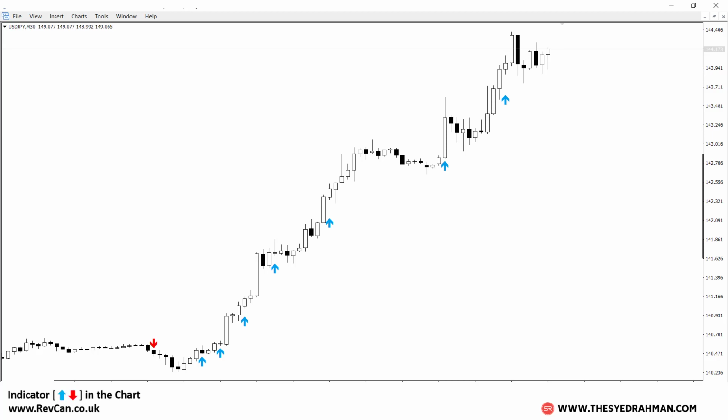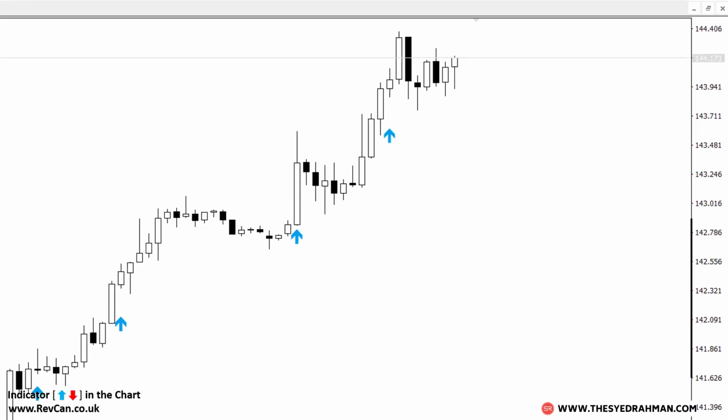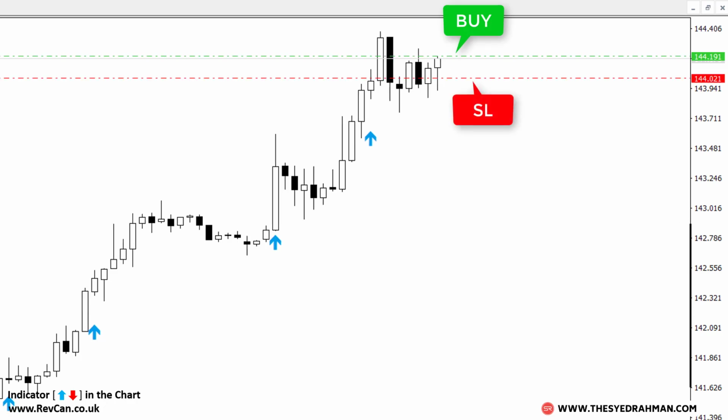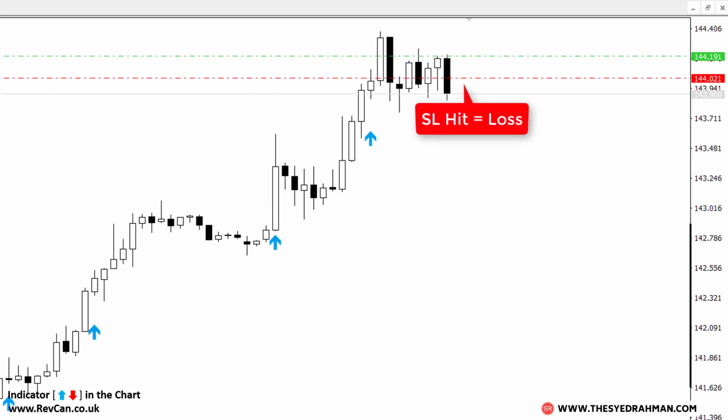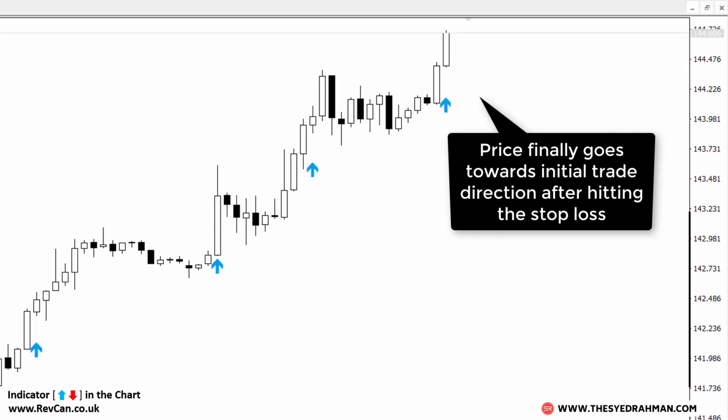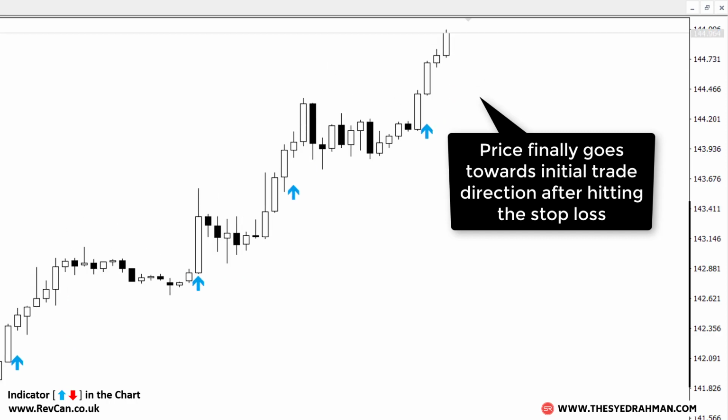Hello trader, does this look familiar? Most of the time, when you open a buy trade and set your stop loss and take profit targets, after some time the price starts to go down, hits the stop loss, and then starts to move up towards your initial trade direction, which could have made you a profit instead of taking the loss due to an immature stop loss hit.